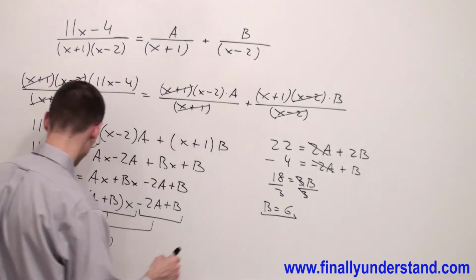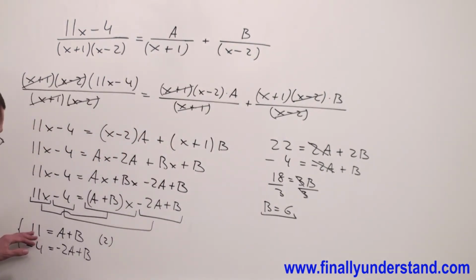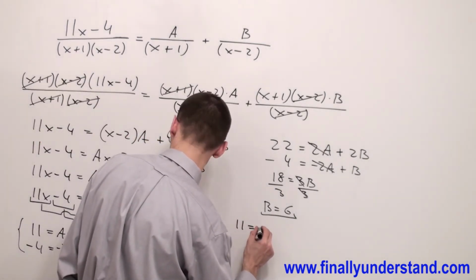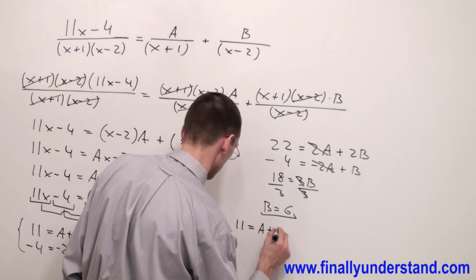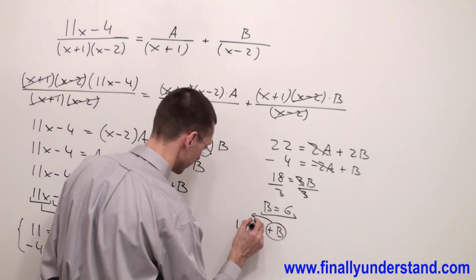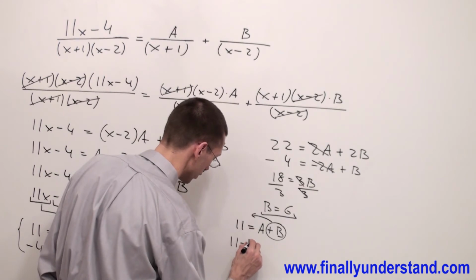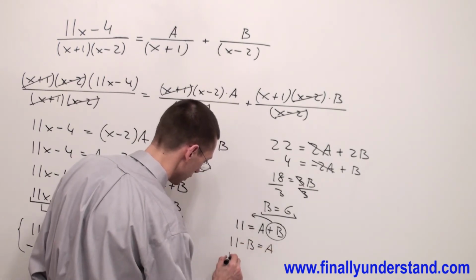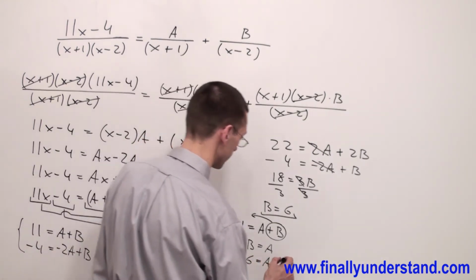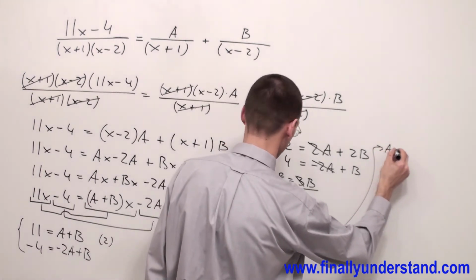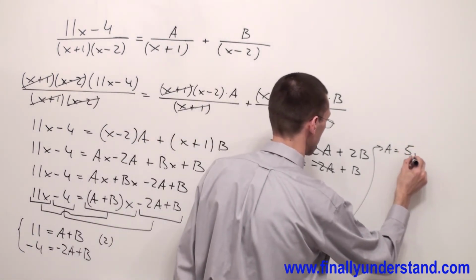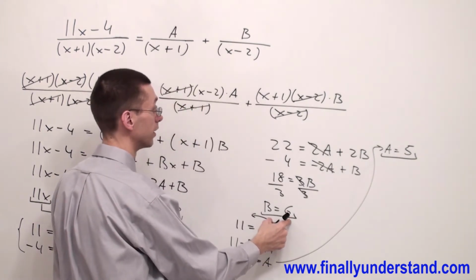In order to find a, I'm supposed to use one of these equations. I'm going to use the first one, and I have 11 is equal a plus b. I have to find a. In order to find a, I have to move b to the other side. I have 11 minus b equals a, which is equal 11 minus 6 is equal a. So I can say that a is equal 5. This is my a, and this is my b.